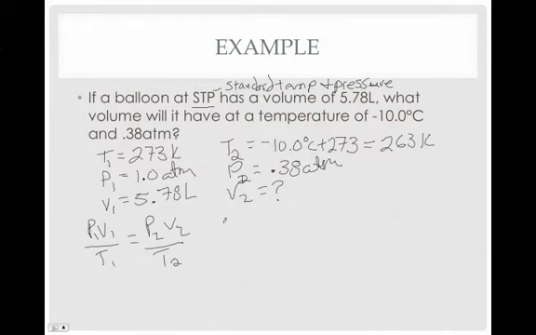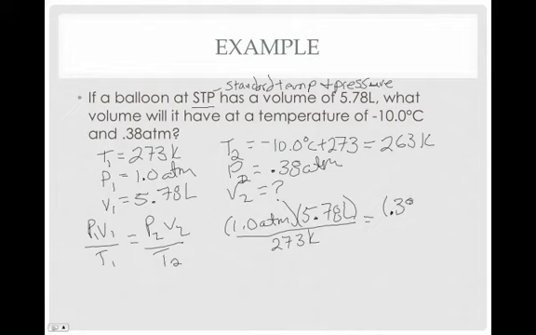So we have our first pressure, which is 1.0 atms, times our volume, which is 5.78 liters, divided by our temperature, which is 273 Kelvin, is equal to our second pressure, which we know is 0.38 atms, times our second volume, and we don't know what that is, so we leave it as V2, or you can put X in there, and our second temperature is 263 Kelvin.